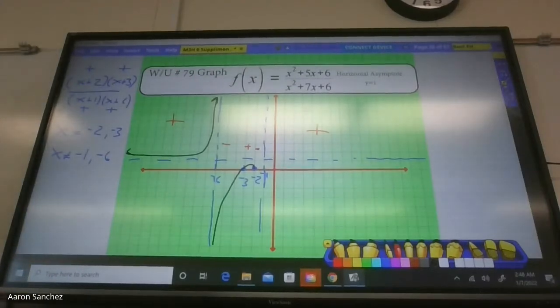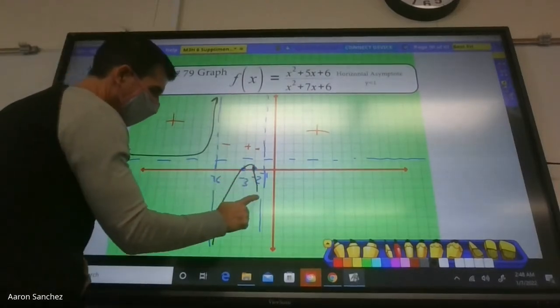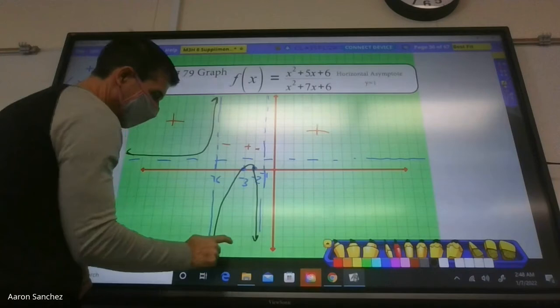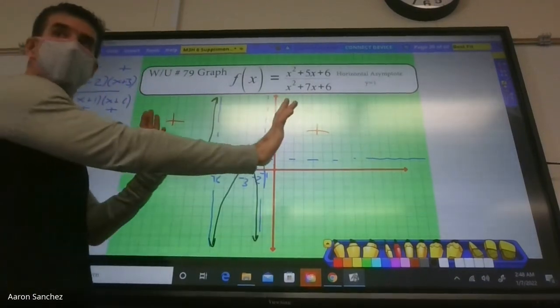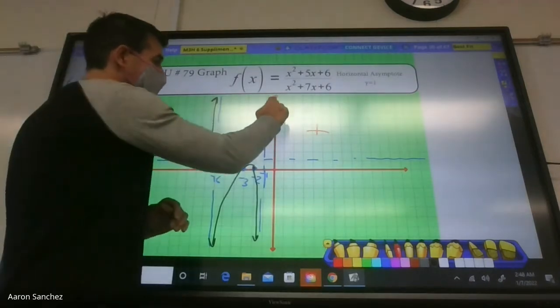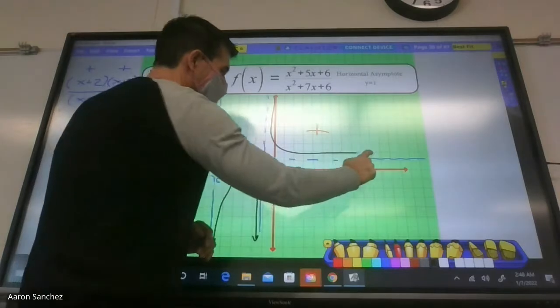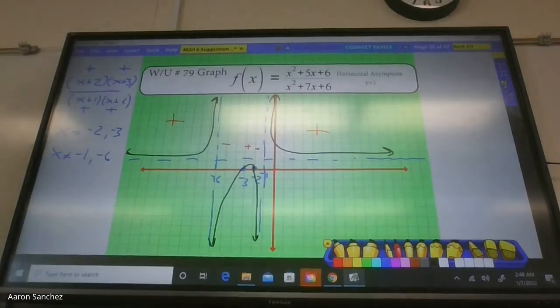Then negative. You want to go down. Negative. Hug the asymptote. Get your arrows in there. And then positive. Hug the asymptotes, right? Hug. That's all you got to do.